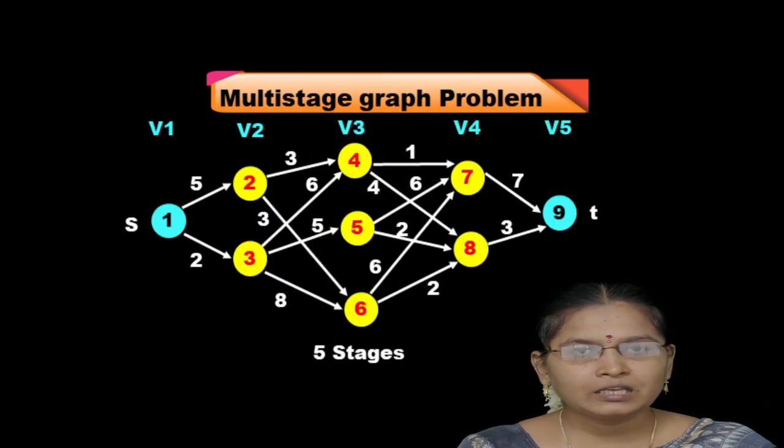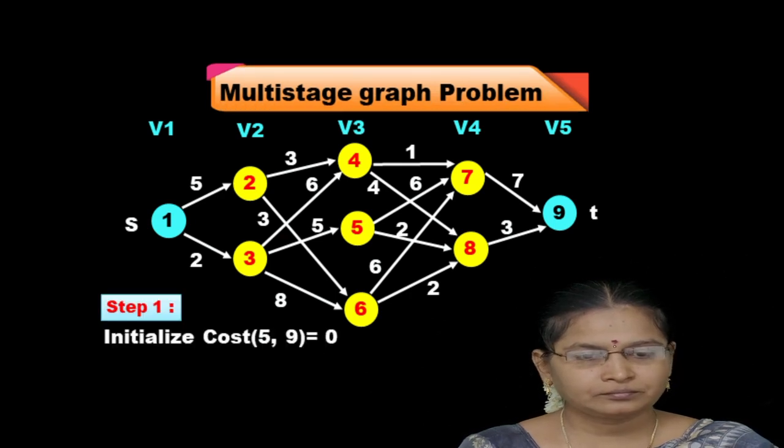This is an example of a multi-stage graph problem. In this, vertex 1 is the source and vertex 9 is the destination. There are 5 stages in this graph. So first we have to initialize the cost of 5 comma 9 equal to 0.